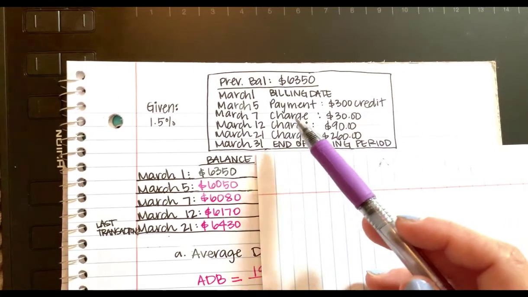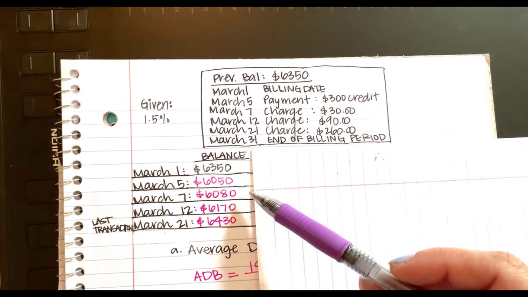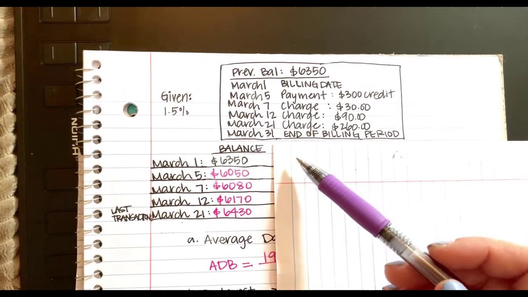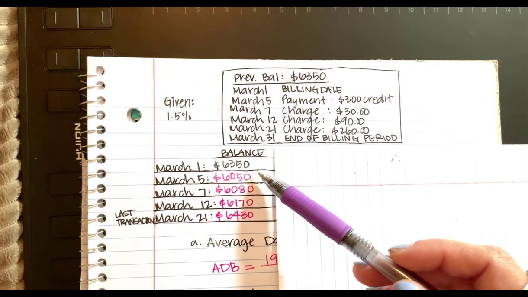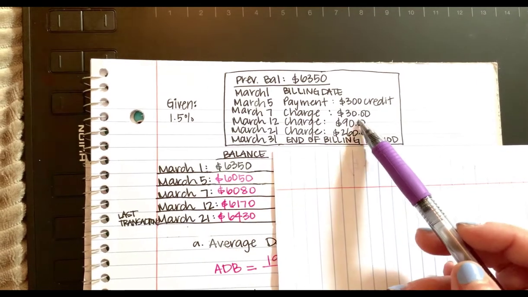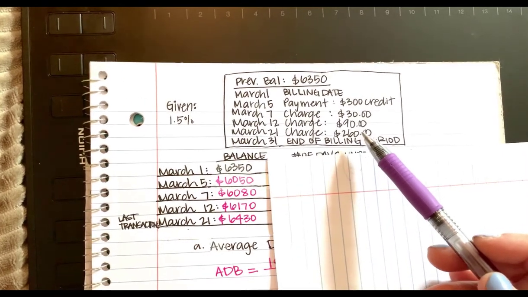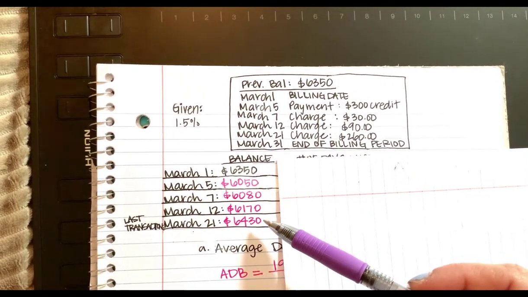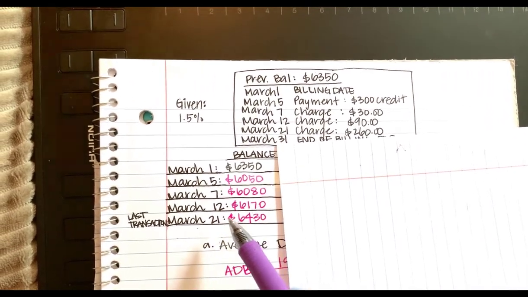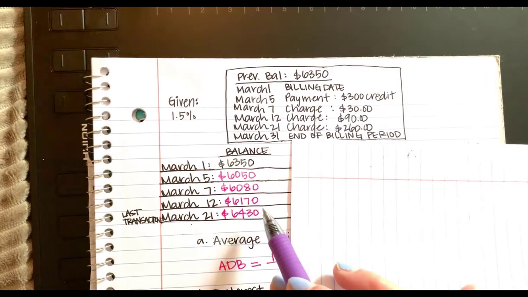Okay, March 7th, March 12th, and March 21st are all charges. So our balance is going to go up because we're spending more money that is not ours. Means that we now owe more money on that card. So $60.50 goes up to $60.80 with $30. On March 12th, we spend $90, so we go up to $61.70. And then on March 21st, we spend $260, so it goes up to $64.30. This is our balance on the 31st because there are no more transactions after the 21st. So our balance on the 31st is this $64.30.